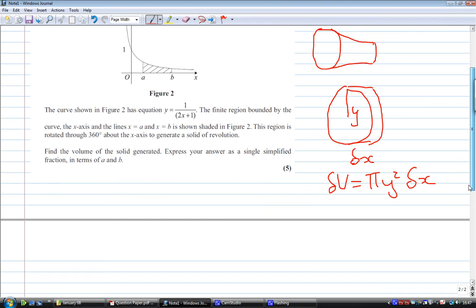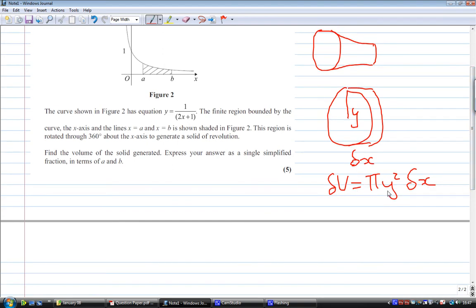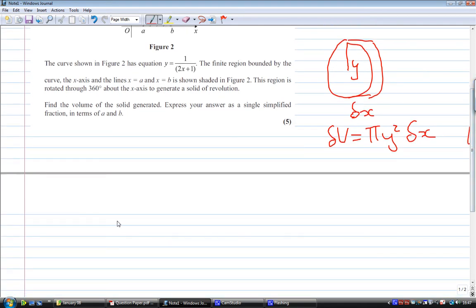Let's look at the next steps on the next page. What we want to do basically is integrate this up now. So we're going to put an integral sign here, put the y in there. The integral of delta V equals the integral from a to b, take the pi out, of y squared delta x.